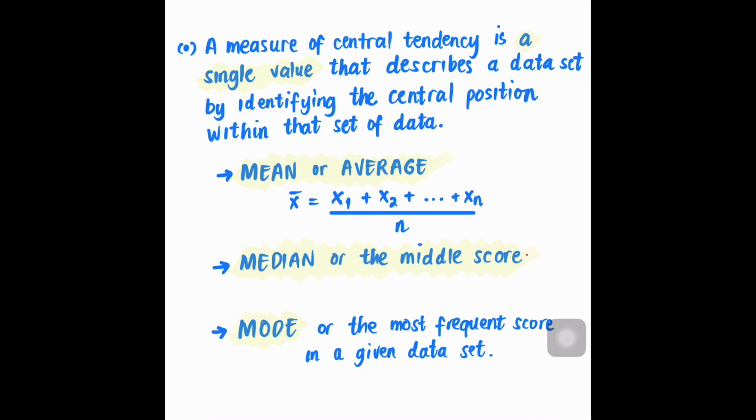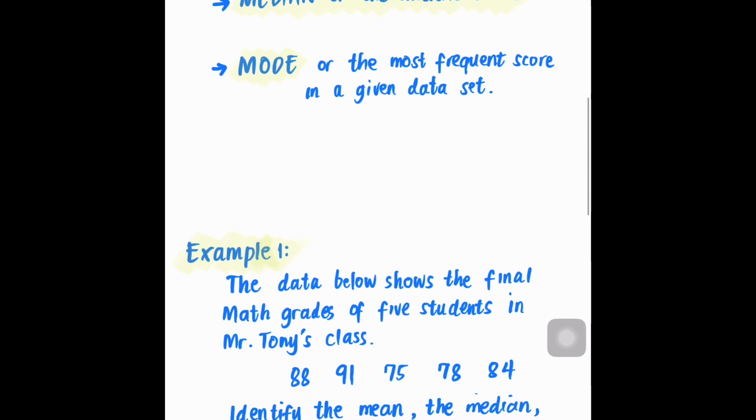The second measure of central tendency is the median, or what we call the middle score. In order to find the median, there's one thing that we need to do, which is to make sure that the data or the scores are arranged in order. The third one is the mode. This is the number or the score that is mostly repeated in the given dataset.